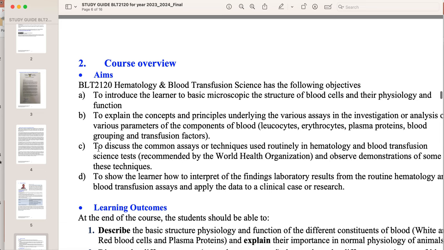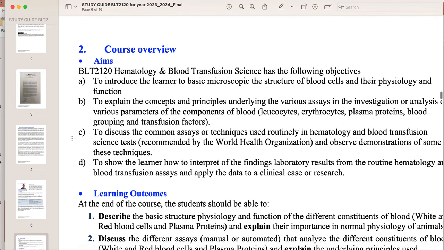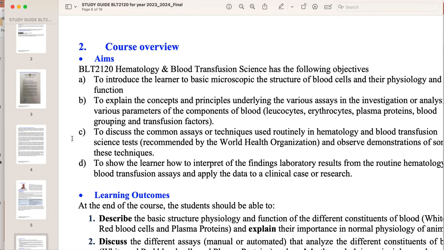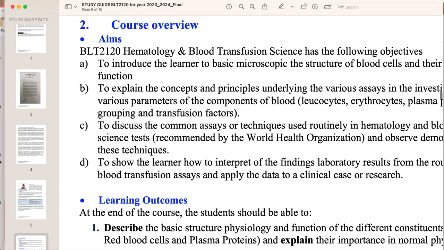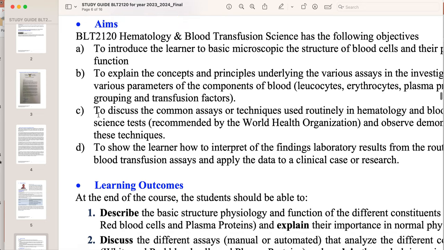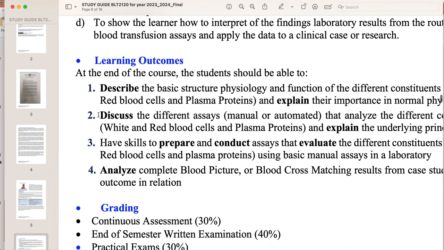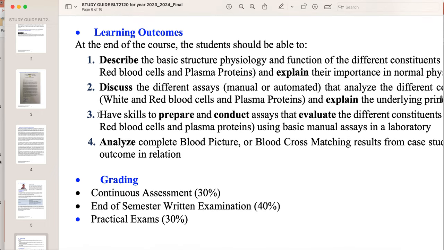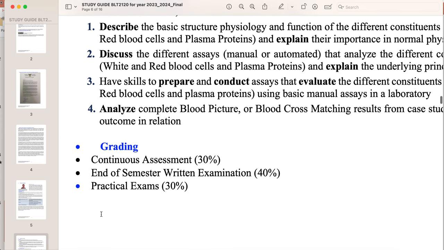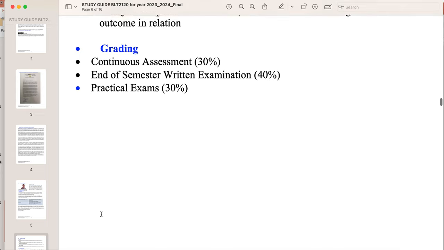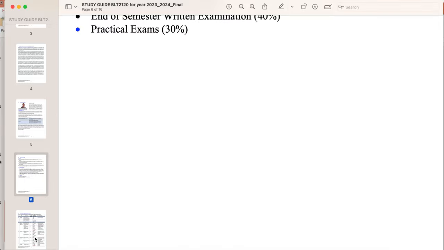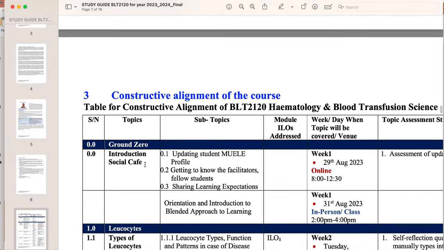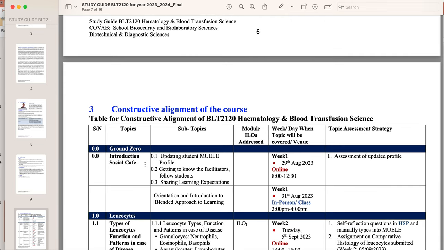So the next part of the study guide has got the course outline. And this we actually synthesized in part 4 of our DDD. So the course outline or overview has got the aims and objectives. It has the learning outcomes, course-wide intended learning outcomes, how we're going to grade the course, and then the next page has got the constructive alignment of the course.